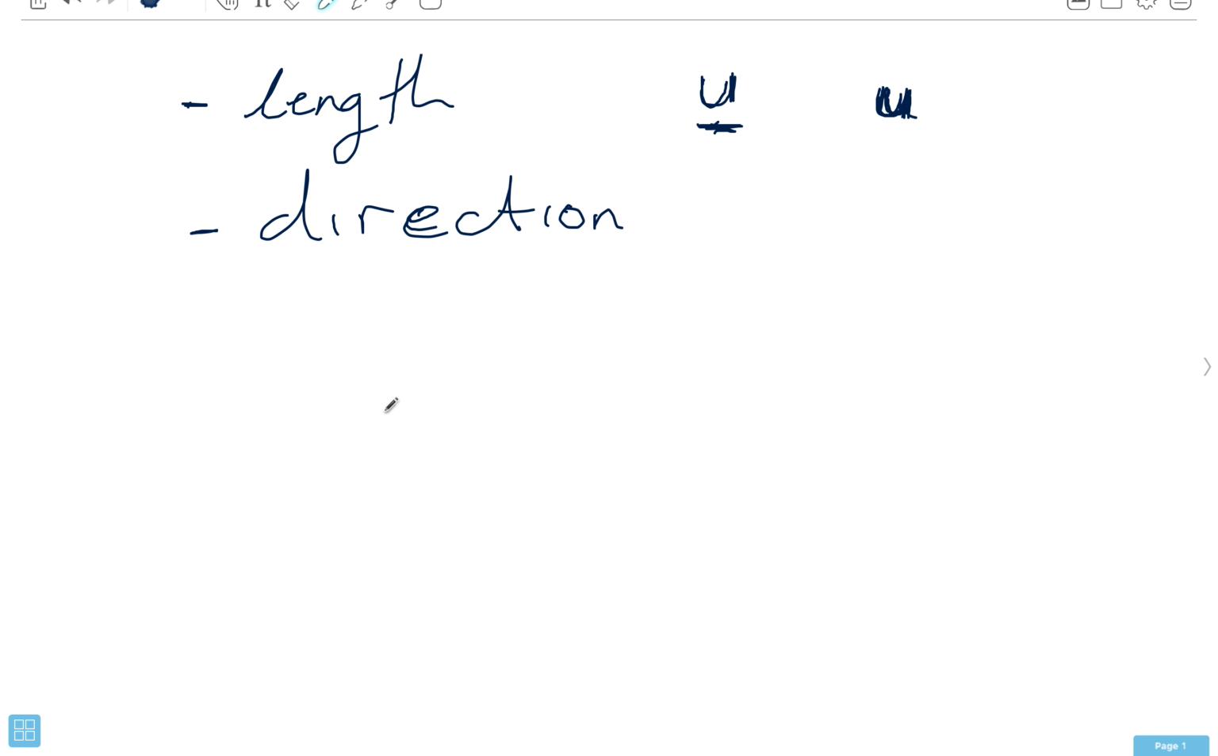So if we recap, a bound vector AB has length, direction, and a starting point A. A free vector essentially doesn't have a notion of where it is in free space. So if I draw that as the free vector K, this is a free vector because it has a certain length and it has a certain direction.